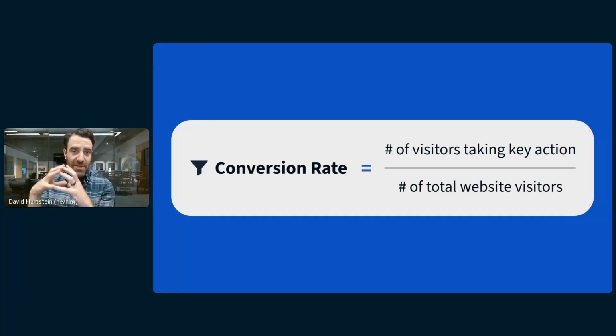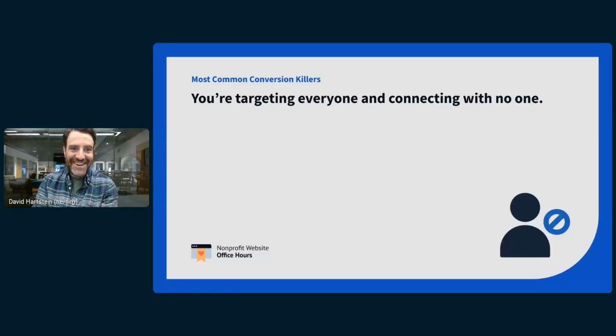All you need to do is take the number of visitors taking a key action and divide that by the number of total website visitors. And then if you multiply that by 100, you'll get your conversion rate, which is generally represented as a percentage. The higher that conversion rate is, the more effective your website is at helping turn casual visitors into active, engaged supporters of your cause. And if not enough visitors are converting on your website now, there's a good chance it's related to one of these conversion rate killers that we're going to talk through. So let's go ahead and dive into that, since I know that's why everyone is here today.